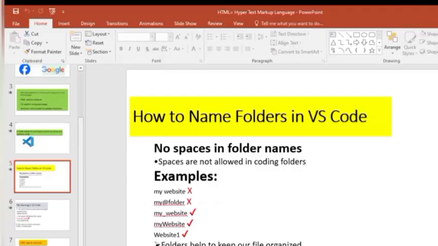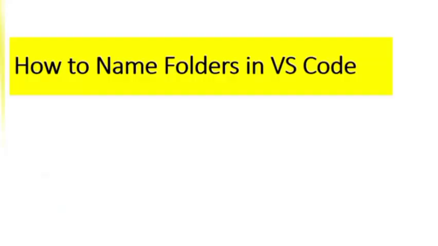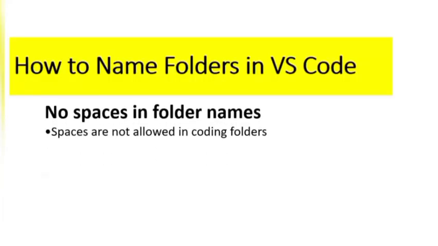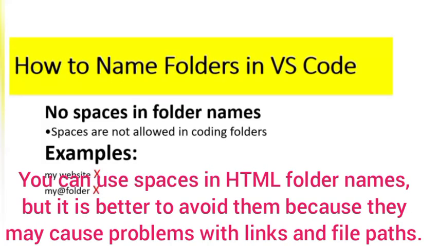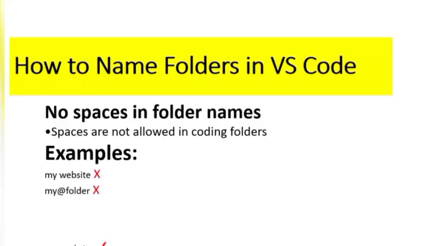Now, how to name a folder in VS Code. So now let's check those rules, how to name a folder in VS Code. There should not be spaces in between folder names, right? For example, my website. Now in between my and website there is a space. You shouldn't keep spaces when you are naming a folder in VS Code. And you can't use symbols like an at sign in a folder name, you cannot use that.